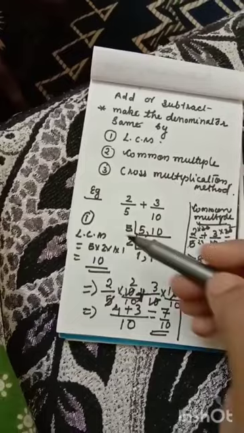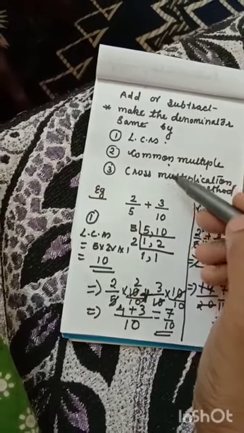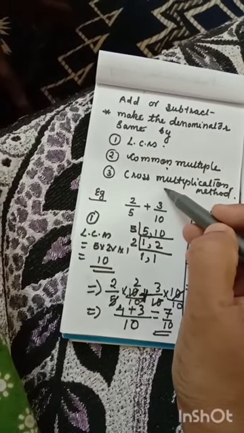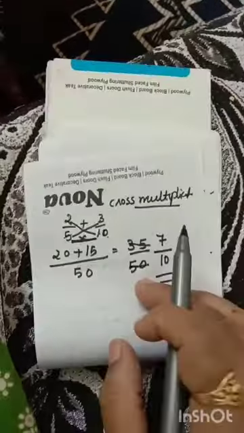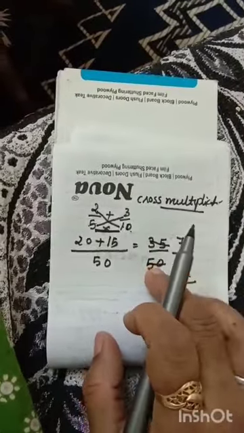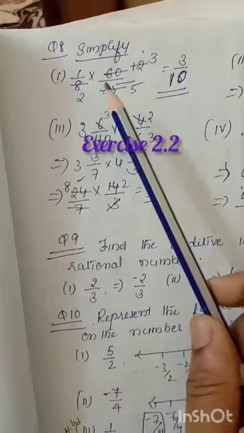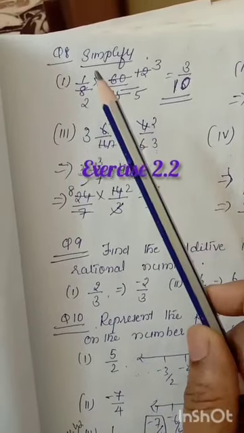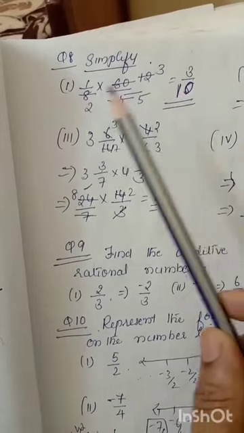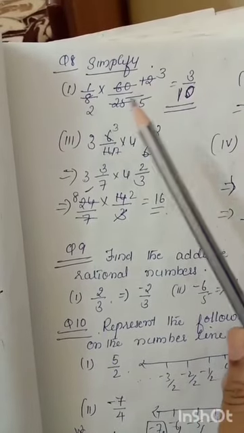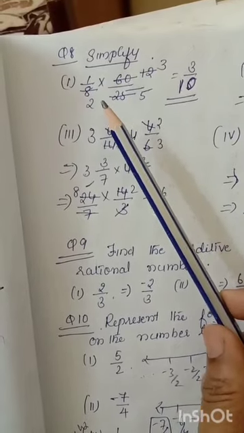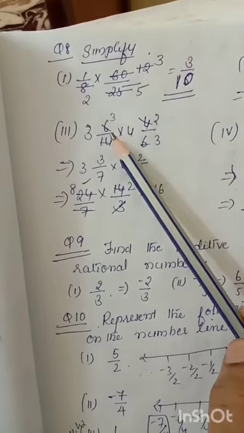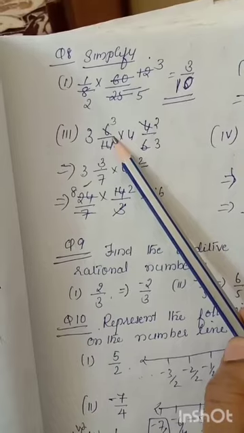Any method you can choose, children. LCM, common multiple, cross multiplication, any method. You have to understand 3 methods. Okay, practice it at home. In multiplication and division, no need to check the denominator. Directly you can multiply, directly you can divide. In the multiplication case, fraction numbers you already studied. Cut out the numbers and you will get the simplest form.